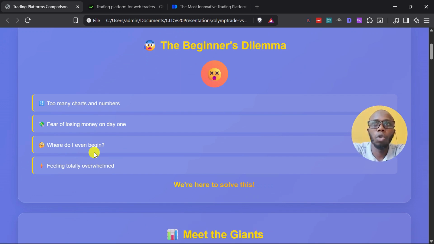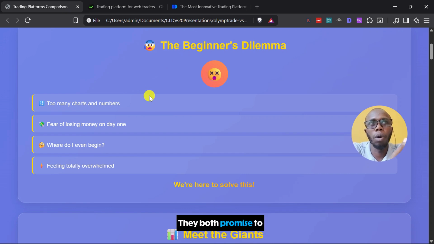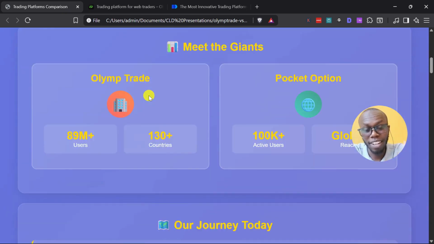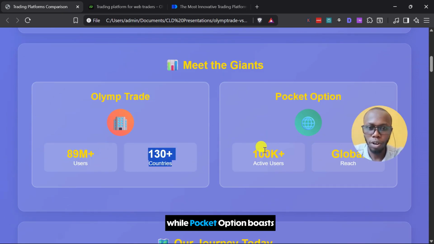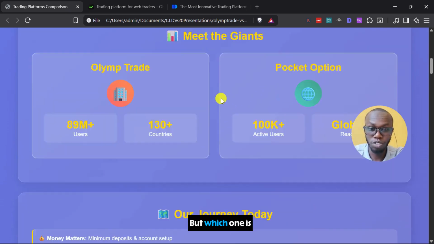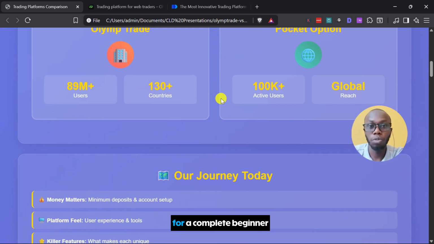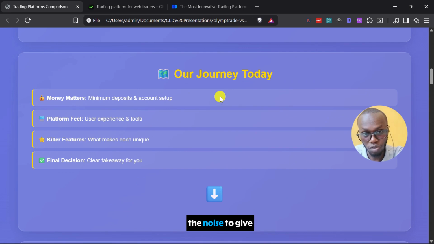You've probably heard of two huge names, Olymp Trade and Pocket Option. They both promise to make trading simple and accessible. Olymp Trade has over 89 million user accounts in over 130 countries, while Pocket Option boasts over 100,000 active users and a massive global reach. But which one is actually the right choice for a complete beginner like you? Today, we're cutting through the noise to give you a clear, research-backed answer.